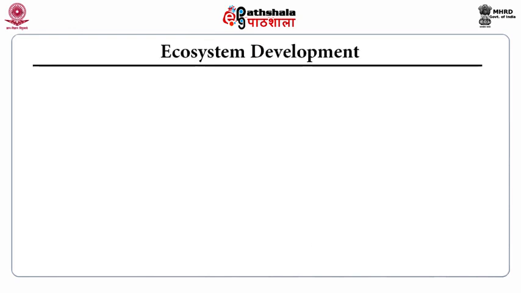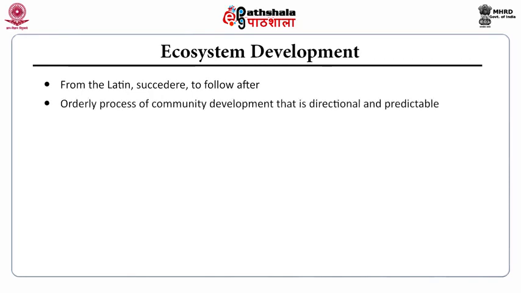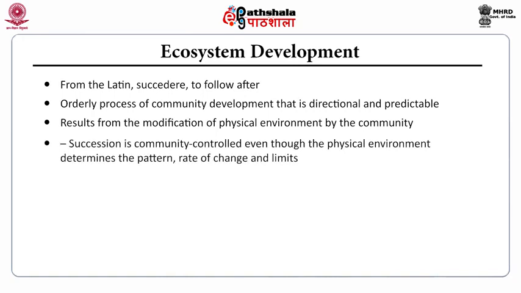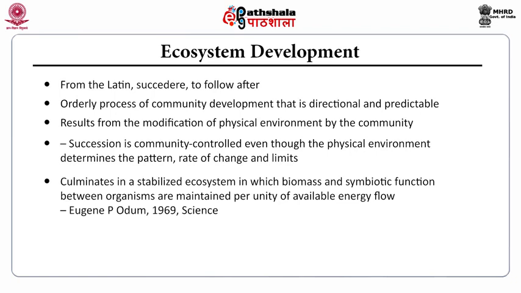Another important concept related to ecosystems is ecosystem development, or succession. The word originates from the Latin word succedere, to follow after. It is an orderly process of community development that is directional and predictable. It results from the modification of the physical environment by the community. Succession is community controlled, even though the physical environment determines the patterns, the rate of change and limits. Succession culminates in a stabilized ecosystem in which biomass and symbiotic functions between organisms are maintained per unit of available energy flow. This definition was given by E.P. Odum in 1969 in a paper published in Science.